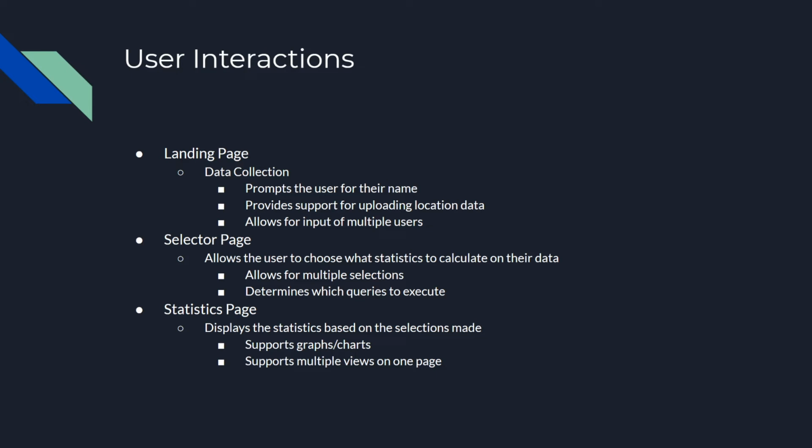The selector page is where those selections that I was talking about in the previous slide are going to be selectable in the forms of buttons or checklists or something of that nature. This is where the user can choose what statistics to calculate on their data. It allows for multiple selections, so you can show multiple statistics on your data at once. And ultimately, this is the page that determines what queries are executed.